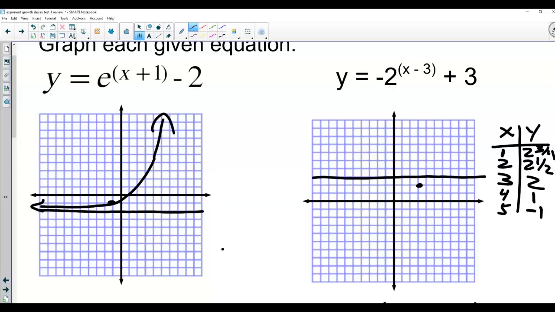And now I'm going to plot those points. Okay, so we have 1 and 2 3/4. 2 and 1, 2 and 2 1/2. 3, 2. 4, 1. 5, negative 1.